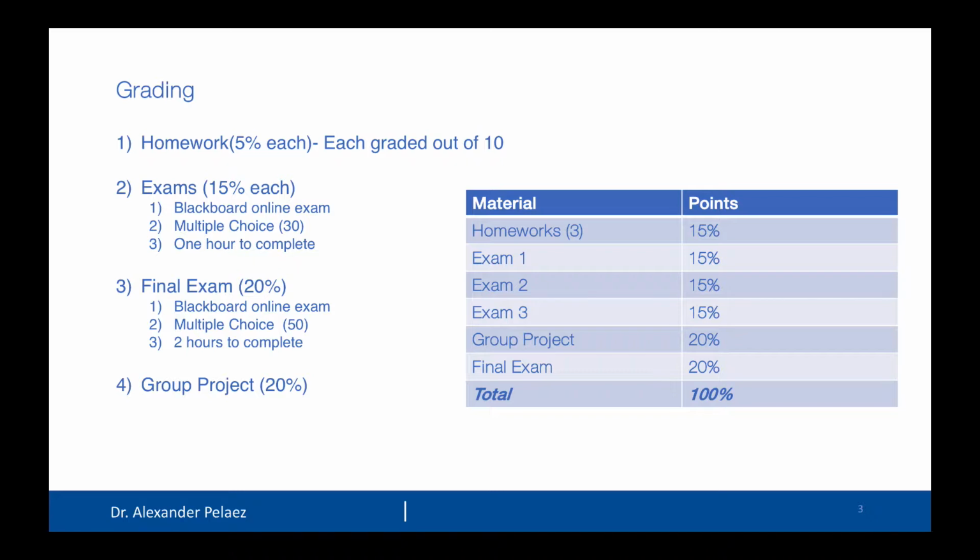Your final exam is worth a little bit more. It's worth 20%. And it itself is a Blackboard exam with 50 multiple choice questions, but you'll have 2 hours to complete that. And finally, you'll have a group project, which is worth 20%. And this totals to 100% of your grade.